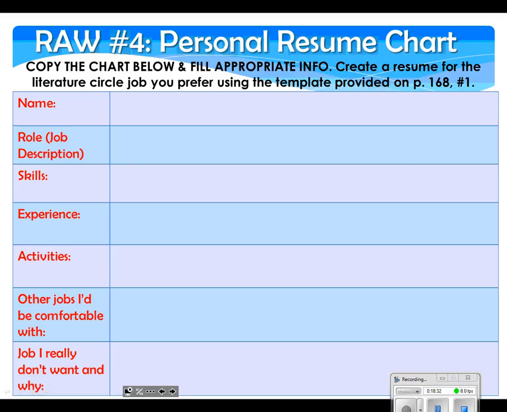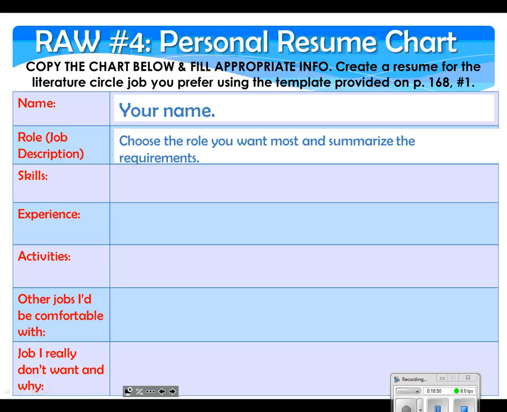So let's work on the first row. Name: write your name, first and last. Easy. Again, just go one row at a time, or you're going to end up falling behind. Okay, the second row, role, job description. This is where you're going to write down what role you want the most, and then you're going to summarize what exactly the requirements are. What do you have to do in that role? So you're going to refer back to your Springboard to fill that in. I'm going to give you about a minute, and then we're going to go to that third row.